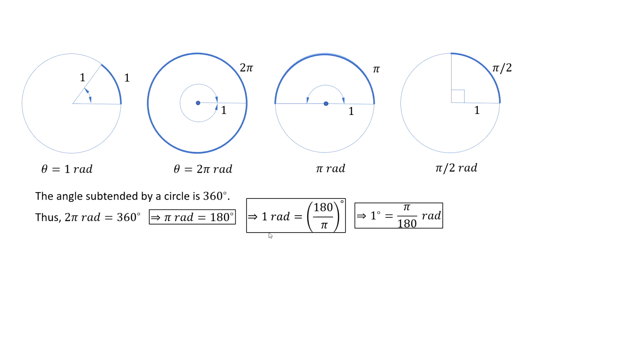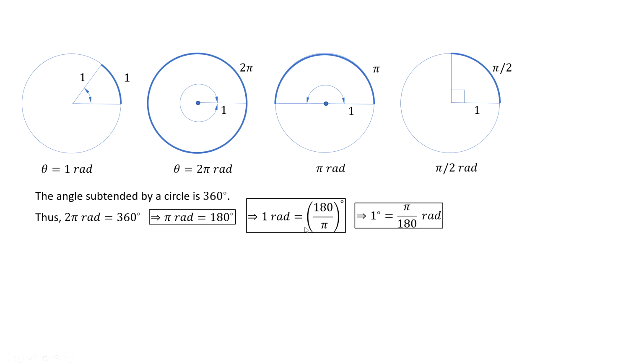And automatically what that means is we can go backwards. 1 degree equals how many radians? Well, if pi radian is 180 degrees, divide both sides by 180. On the right-hand side, 180 degrees divided by 180 is just 1 degree. And on the left-hand side, we get pi over 180 radian. So that's the relationship between degrees and radians.